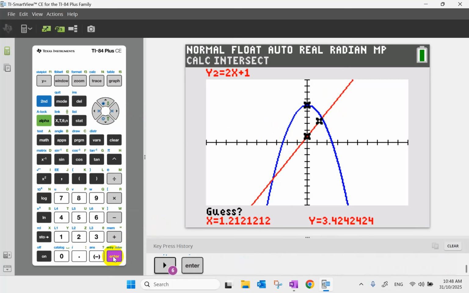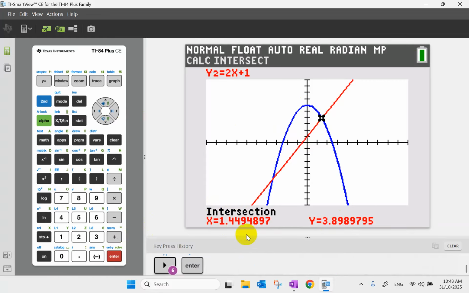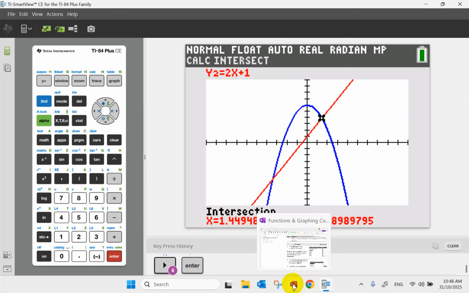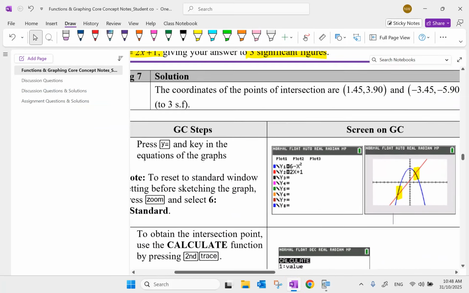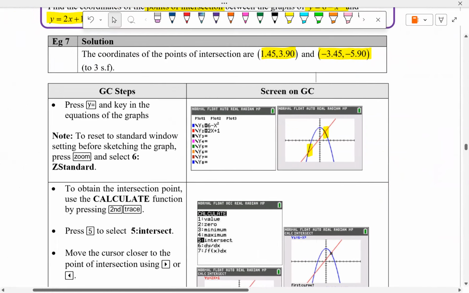Okay, so now I just press enter. The GC will show me the intersection between the two graphs is 1.45 and 3.90 rounded off to 3SF. Okay, so over here, this is how I got my first point of intersection. So please take some time, pause the video, and try to make sure that you can get this second point of intersection on your own. Okay, so that's the first concept to be covered in this video.